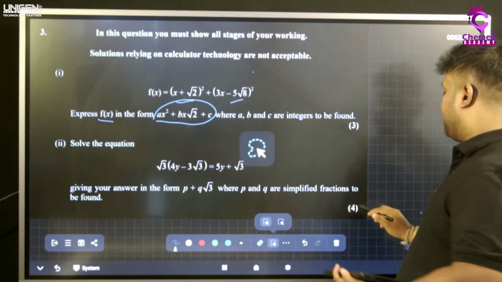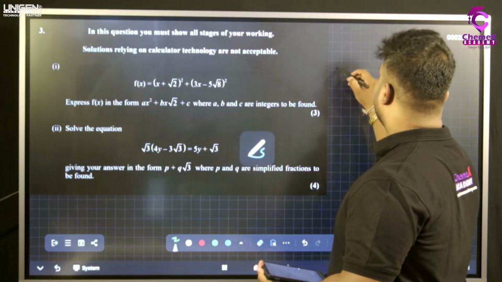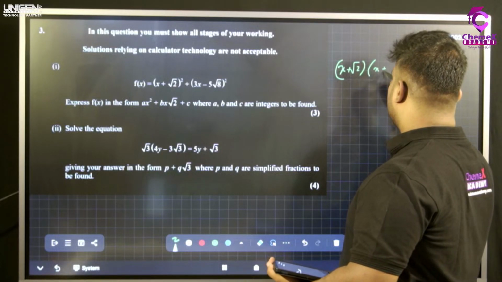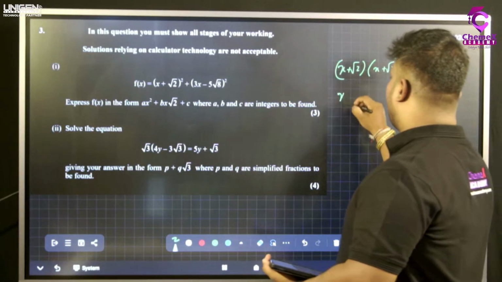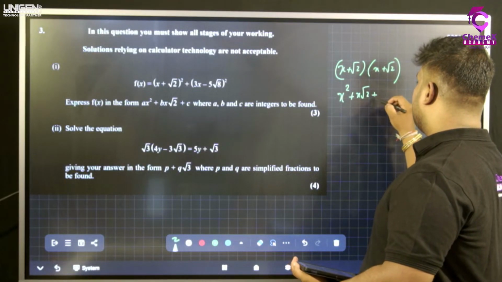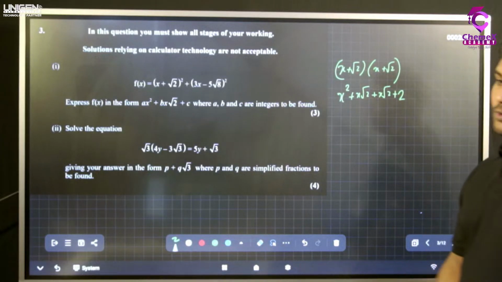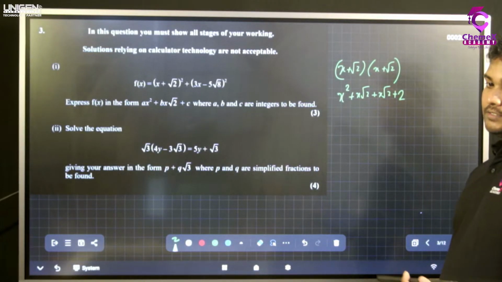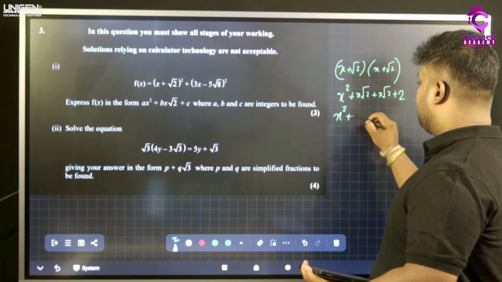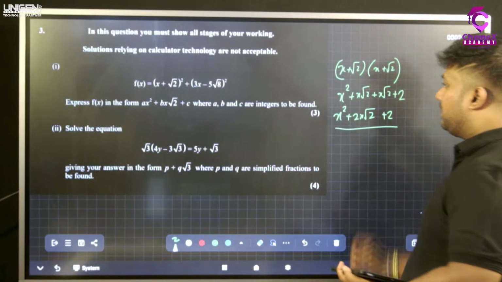Let's make it a bit smaller. So x plus root 2, x plus root 2. x squared plus what? x root 2 plus x root 2 plus 2, because root 2 into root 2 is root 4, which is plus 2. x squared plus 2x root 2 plus 2. Are you okay with that part?